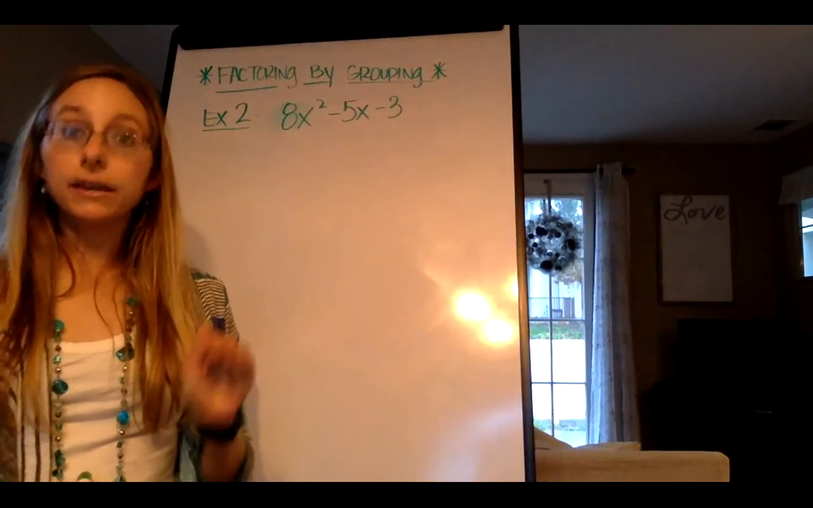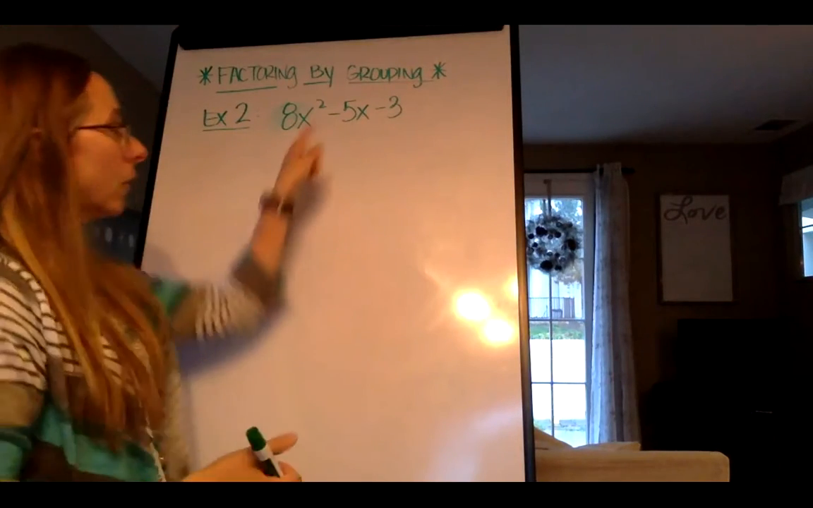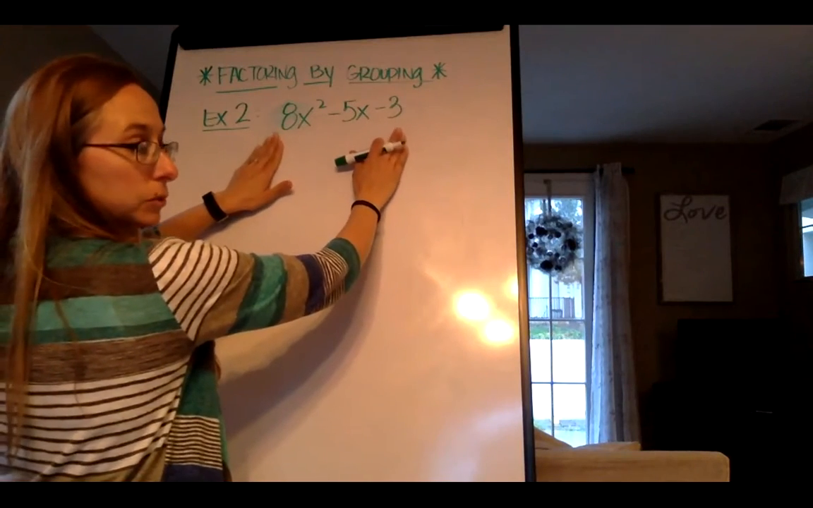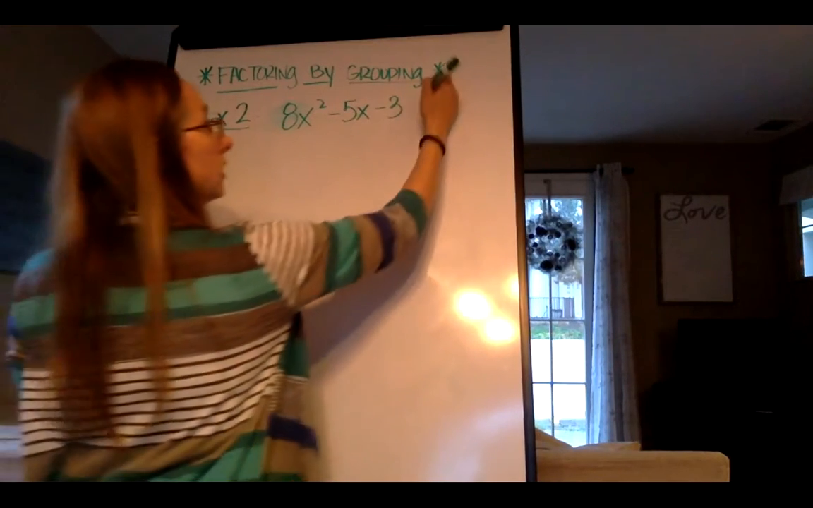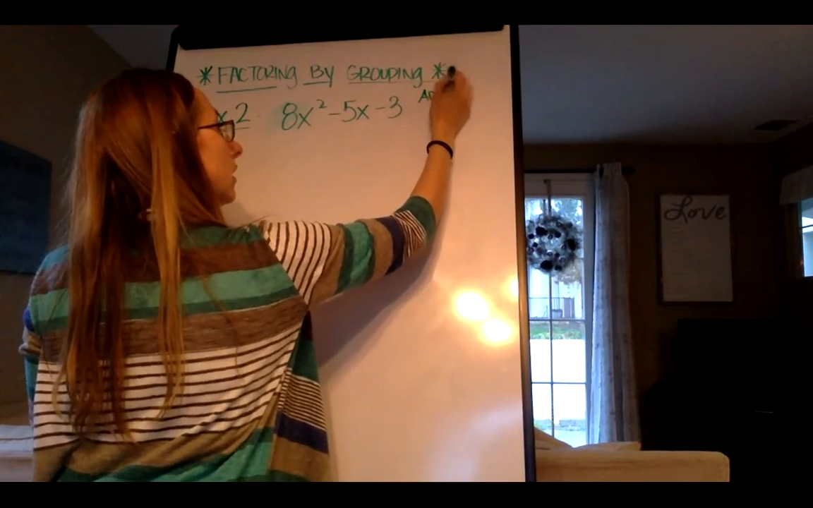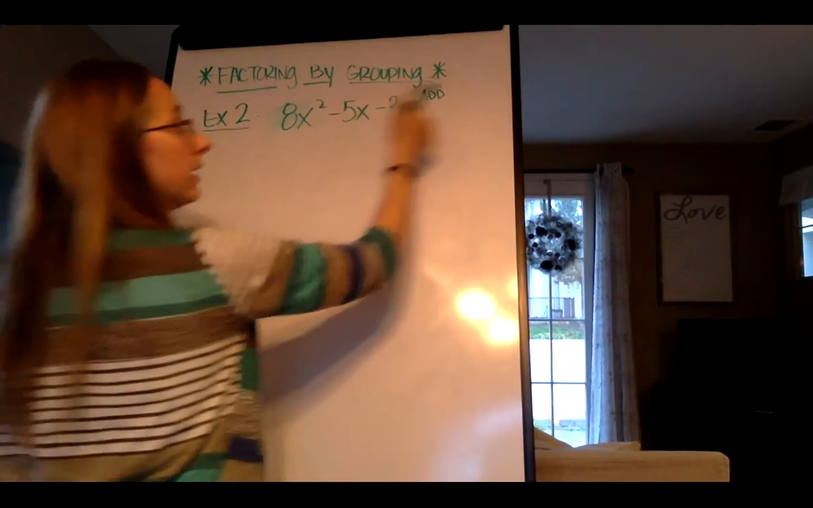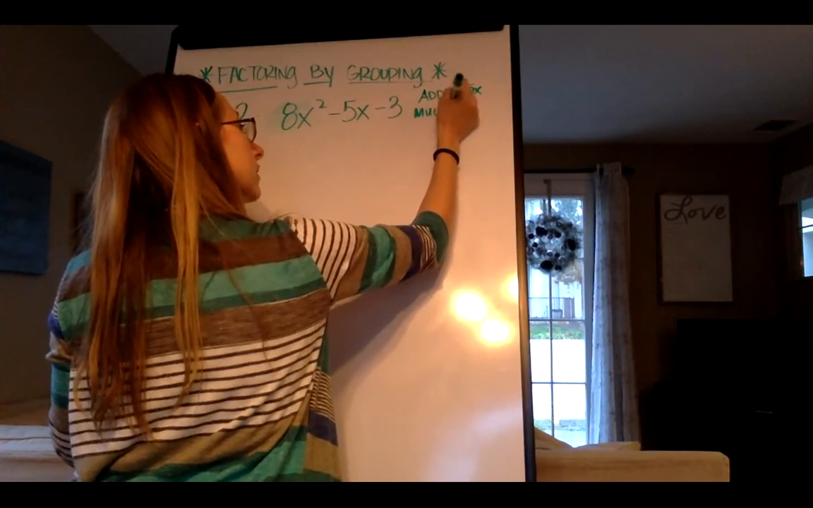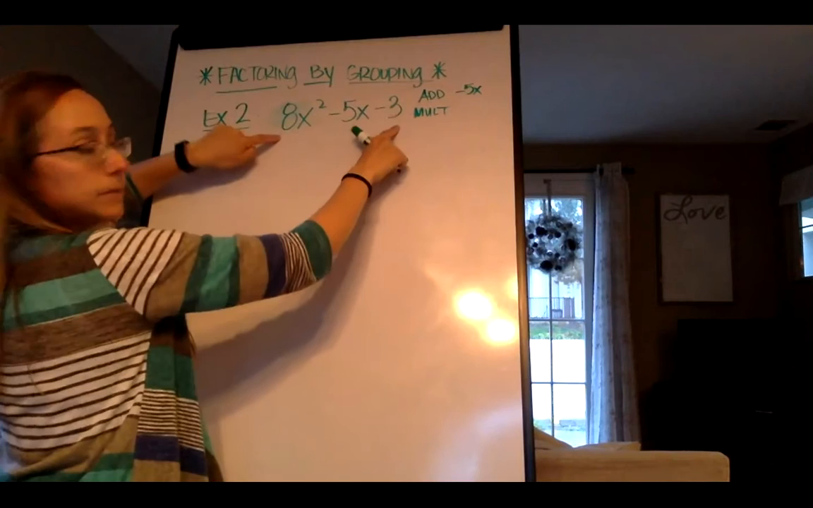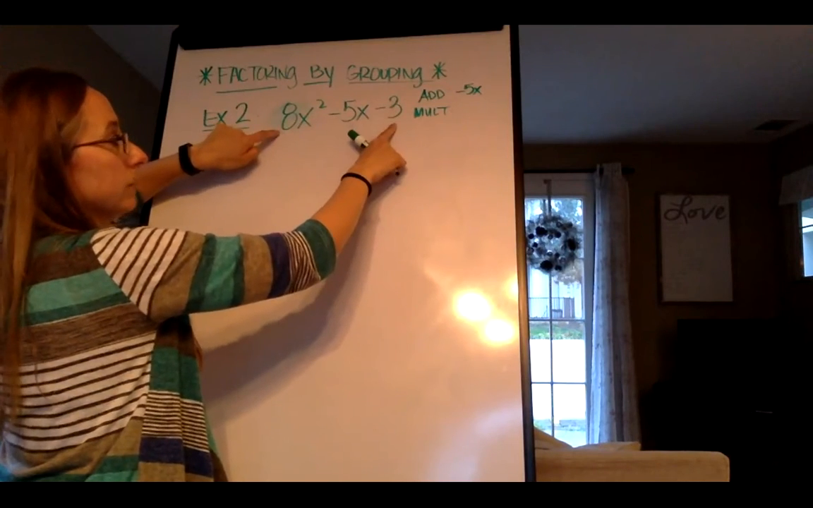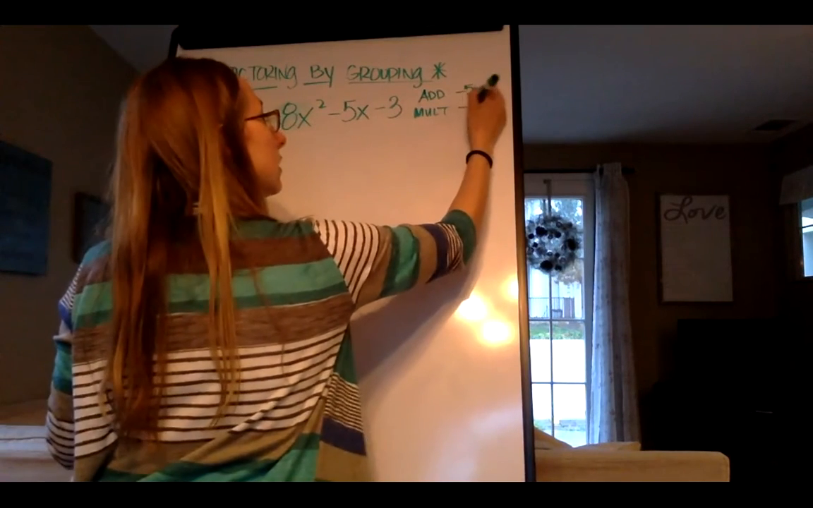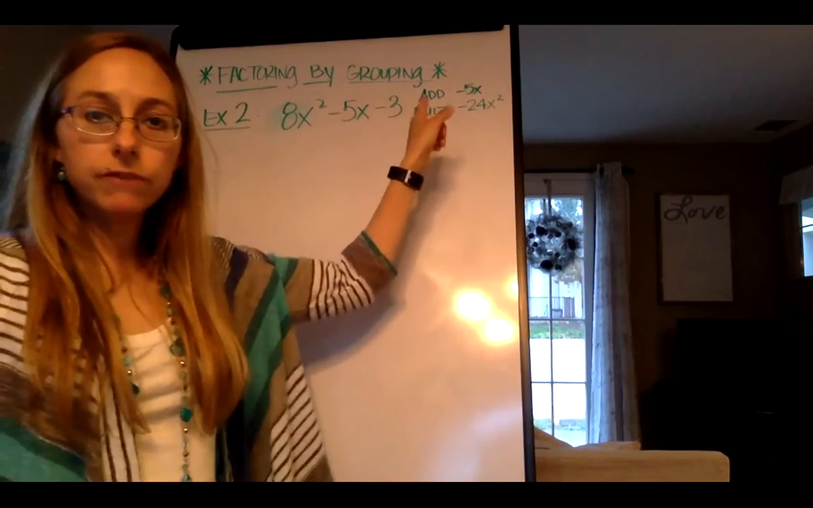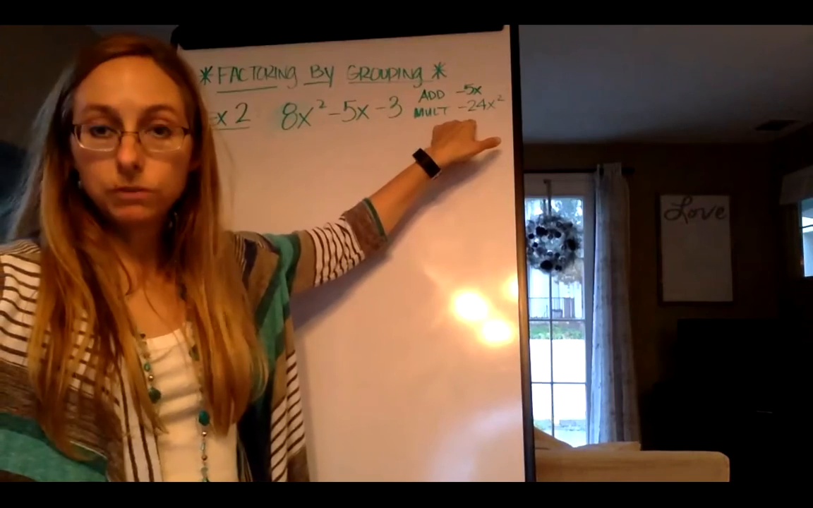Well, again, we want to go ahead and find 2 terms that add up to minus 5x and who multiply to the 2 outer terms multiplied together. So we want 2 terms that add up to minus 5x and multiply to 8 times negative 3, negative 24, so negative 24x squared. So again, they have to add up to negative 5x and multiply to negative 24x squared.